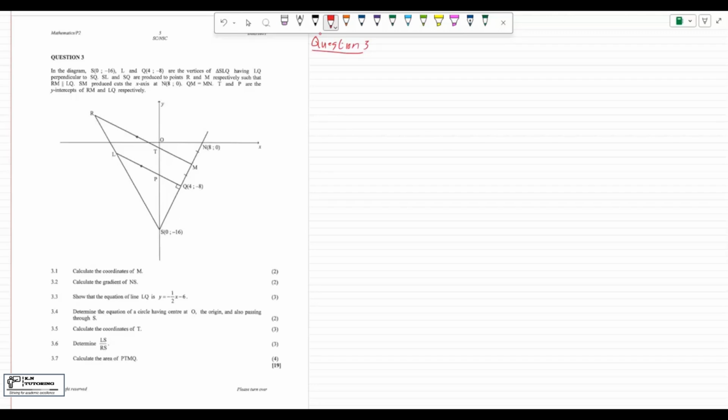It reads as follows: in the diagram, S(0; -16) and Q(4; -8) are the vertices of triangle SLQ, having LQ perpendicular to SQ. SL and SQ are produced to points R and M respectively, such that RM is parallel to LQ. SM is produced to meet the x-axis at N(8; 0). QM is equal to MN. T and P are the y-intercepts of RM and LQ respectively.